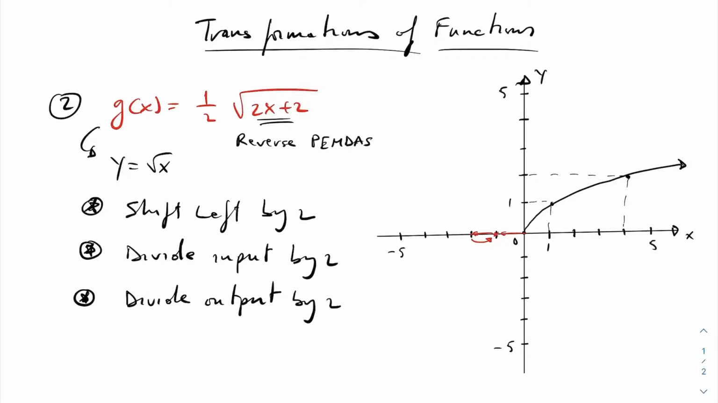Next, let's modify the point of coordinate 1, 1. We're going to shift it to the left by 2, giving us the point of coordinate negative 1, 1. Then dividing the input by 2 will bring us to the point of coordinate negative 1/2, 1. Finally, dividing the output by 2 will give us the point of coordinate negative 1/2, 1/2.